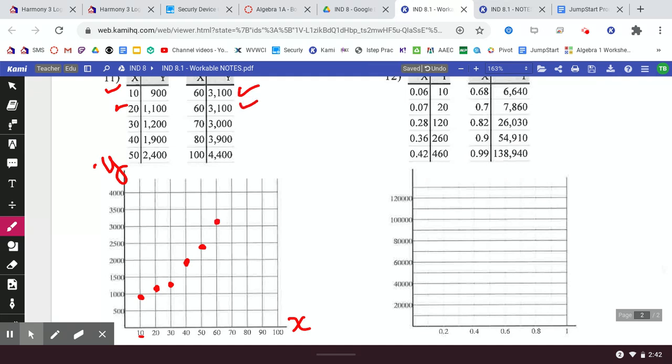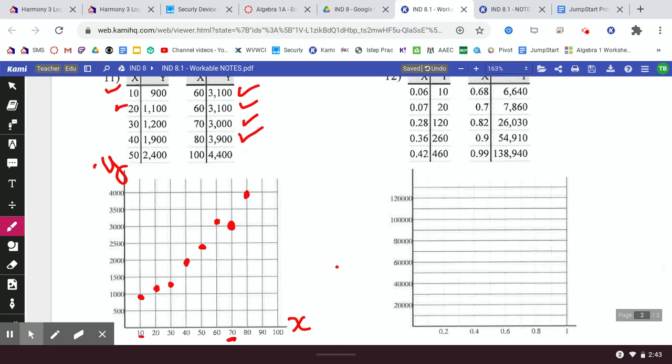And then I have a duplicate point. Do I have to plot it twice? No. Then 70, 3,000. So I go over to 70, which is right here, and then up to 3,000. That's right on a coordinate. That's nice. And then I've got 80, 3,900. So I go over 80, up to 3,900, which is just under 4,000.